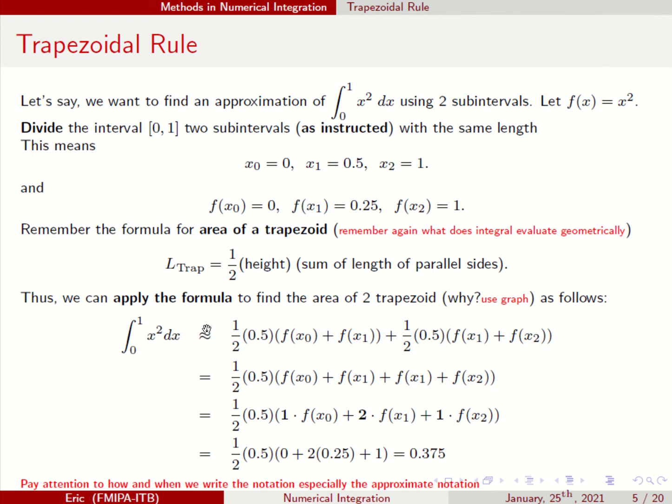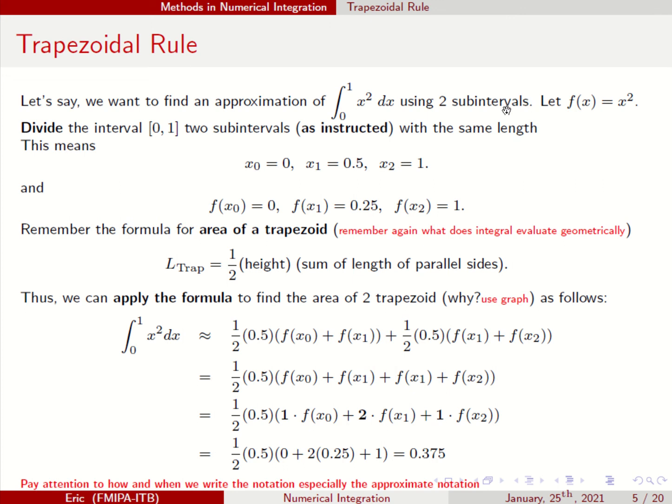Pay attention to the notation. This is approximated by this, but this is the same as this. Don't forget, what do we mean by the equal sign? This is equal to the row before, that is this one. So this one equals this. So this one is not approximated by this, but this is the same as this. We usually call it approximate, but this is equal.